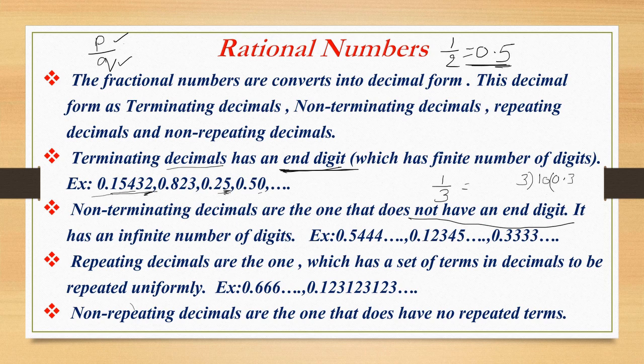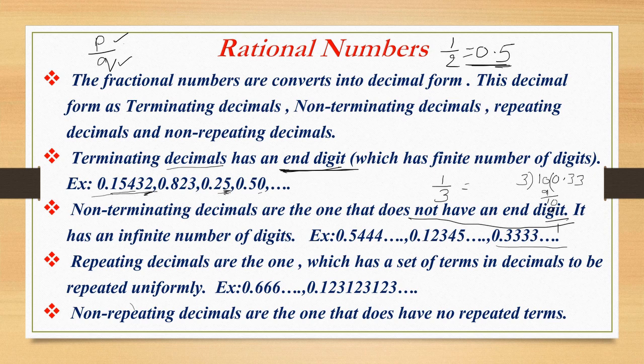3 3s are 9. Here 1. The point is there now, put 0. And again 3 3s are 9. Remainder 1. The remainder 1 is repeated. Here 3 is also repeated. That means 0.33. There is no end point in the decimals.